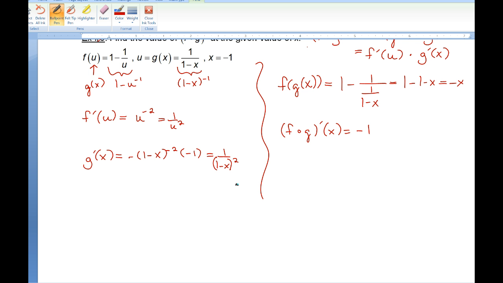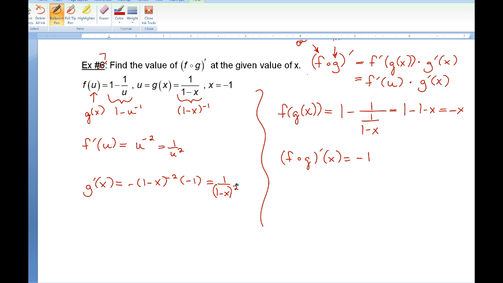Okay. You're like, all that work and we could have just figured it out over here, but now we can apply that formula that we came up with, the f prime of u times g prime of x. So what's that? But, you know what I put in here? x is what? Negative 1.